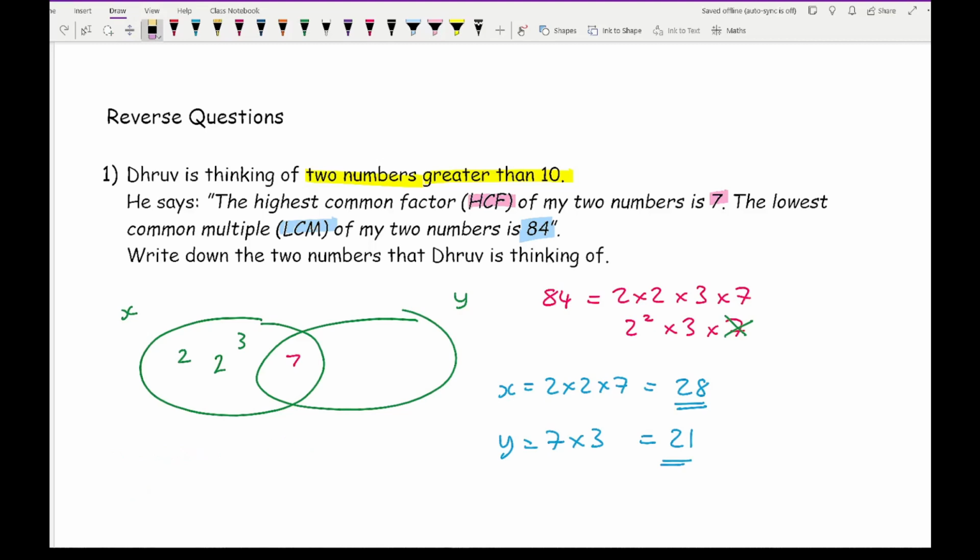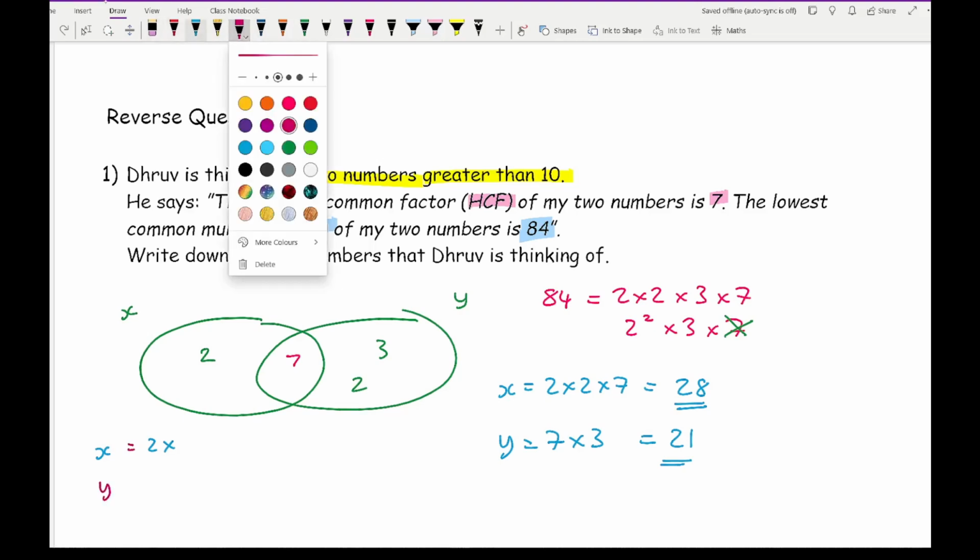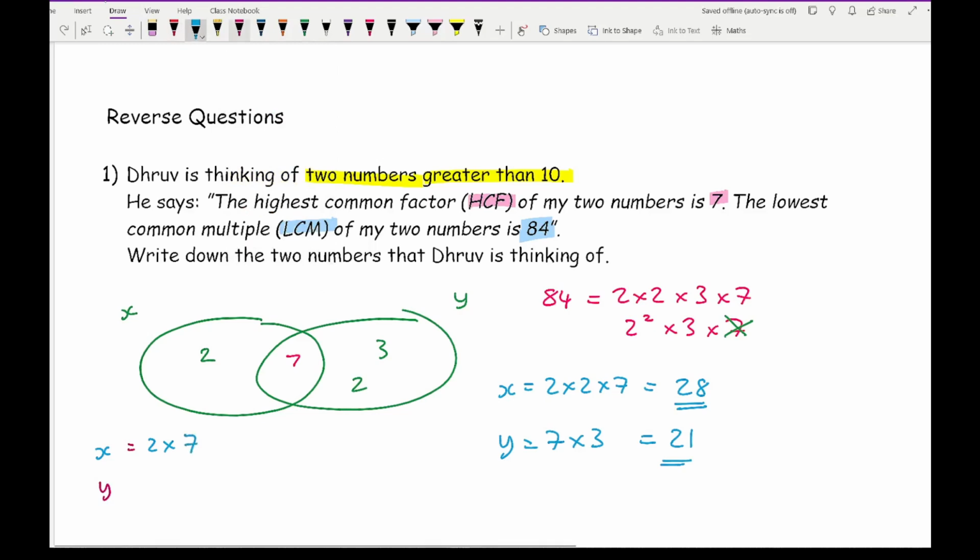answer. Another thing that you may have been tempted to do is to put a 2 here and a 3 here and a 2 there and separate the 2's, but the problem with this is that the numbers have got to be exclusive, so that means that x equals 2 times 7, and y equals, let me just write 7 there, and then y equals 7 times 2 times 3. And as you can see, I've got a 2 in both.